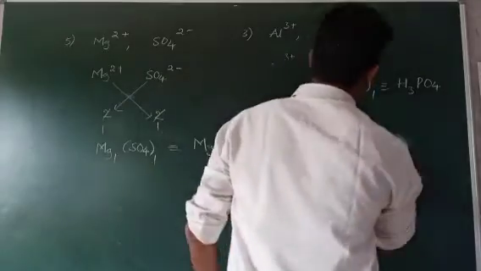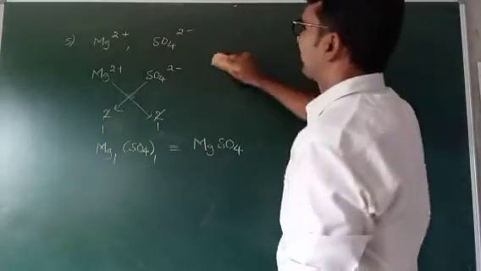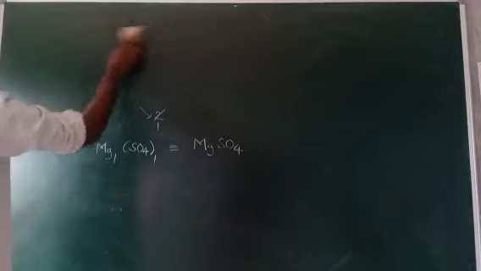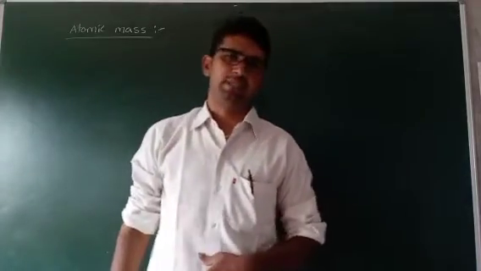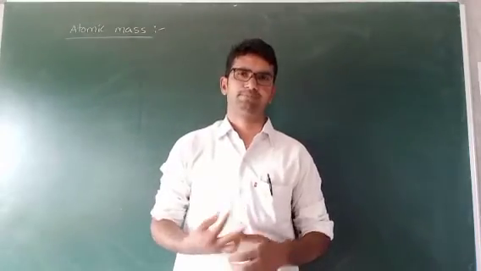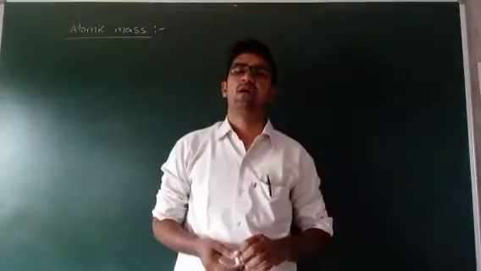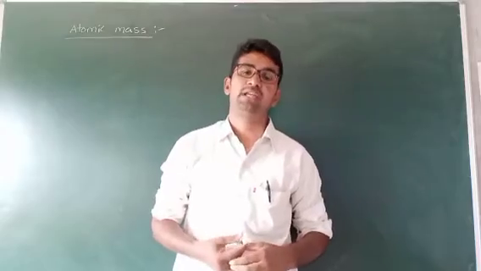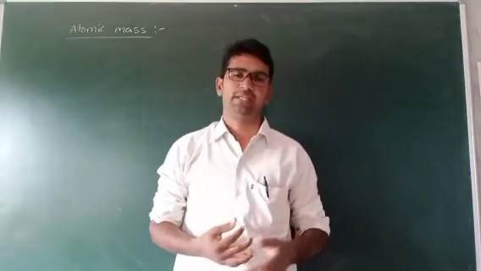Next one, atomic mass. Very interesting it is. We know the atomic masses of the elements: hydrogen atomic mass 1, helium 2, lithium 7, nitrogen 14, oxygen 16, sodium 23, chlorine 35.5, calcium 40.